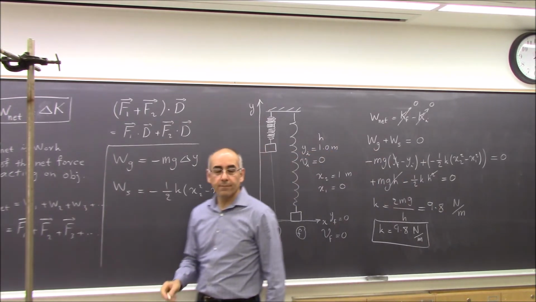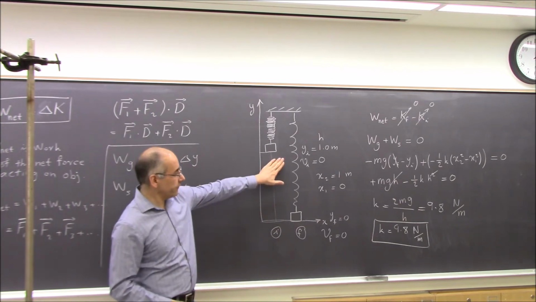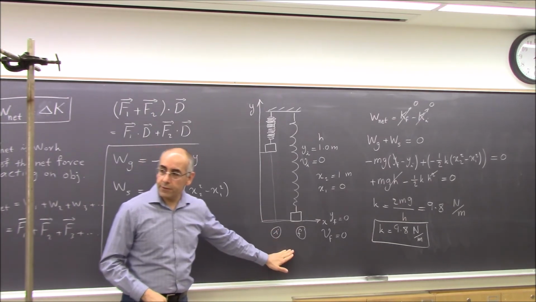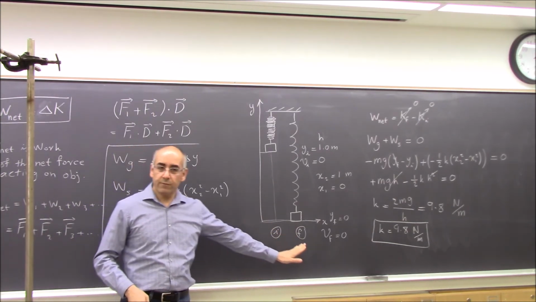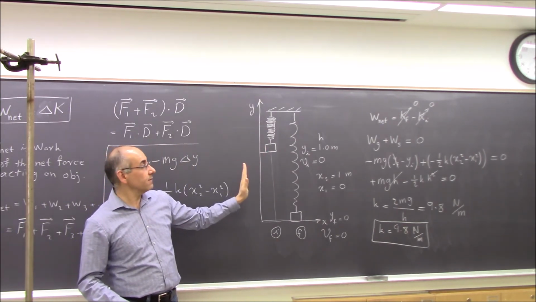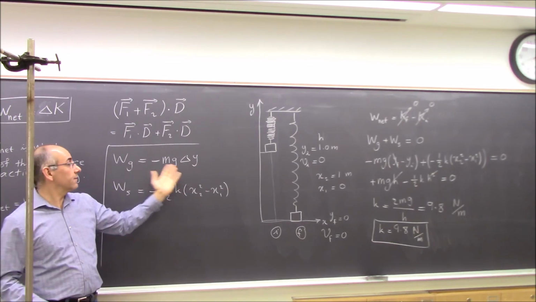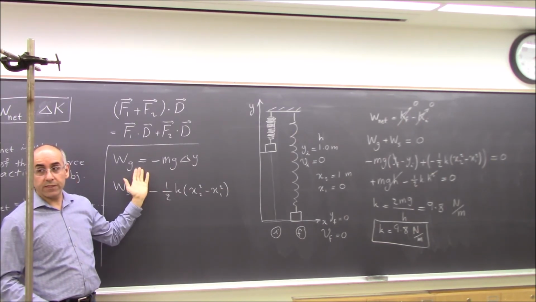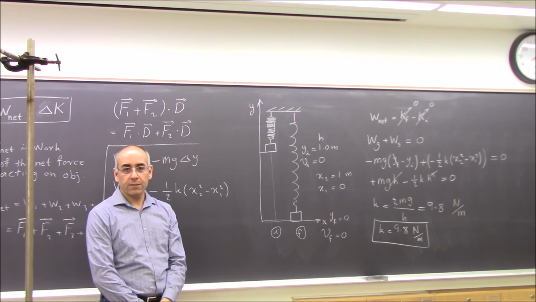All right? So it is crucial to draw two pictures, one with the initial situation and one with the final situation, with the coordinate axis, especially the y-axis, so that you can calculate the work of gravity. That's very important. Any questions?